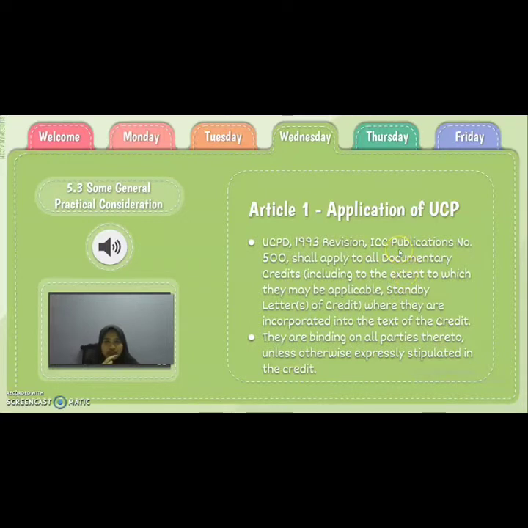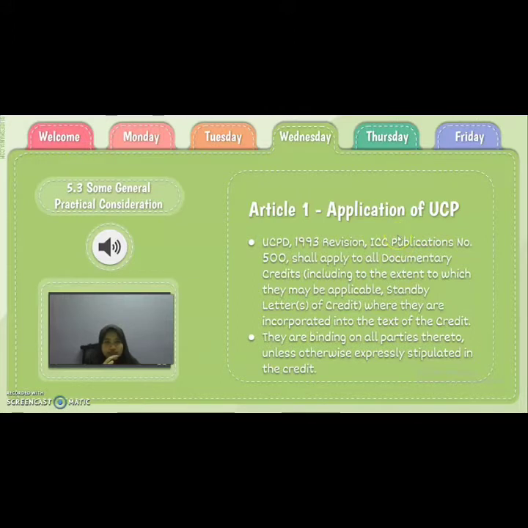I will continue about some general practical considerations in UCP. UCP consists of 39 articles that are comprehensive and practical. The UCP is used by bankers, lawyers, exporters, importers, and everyone involved in letter of credit transactions worldwide.